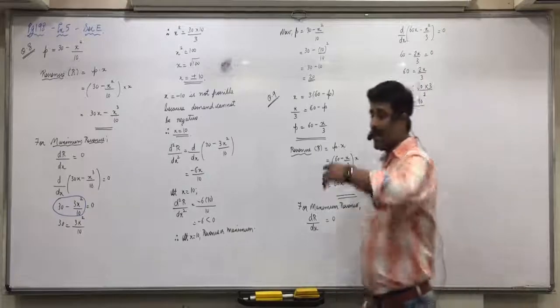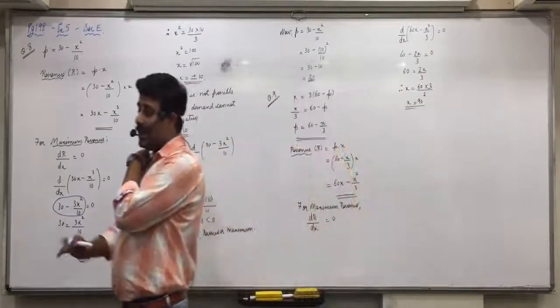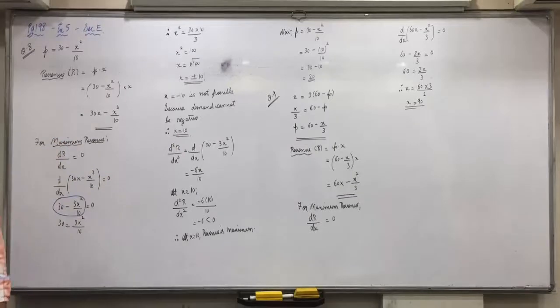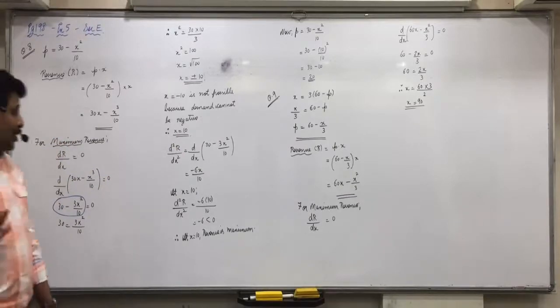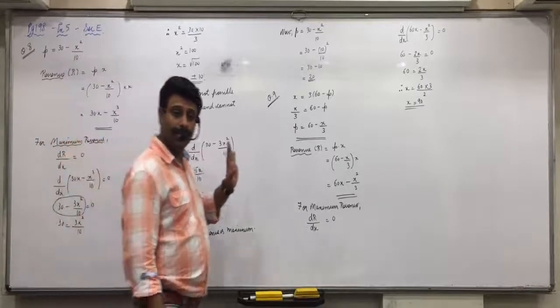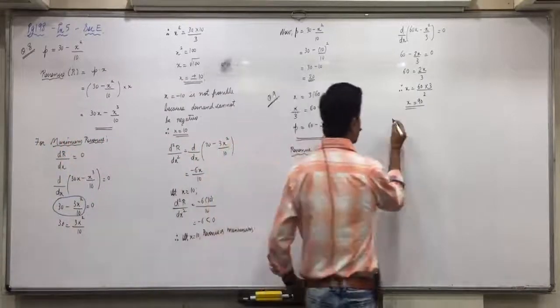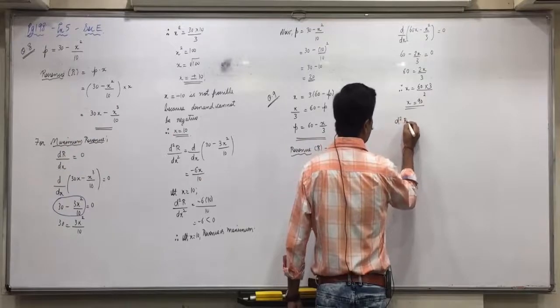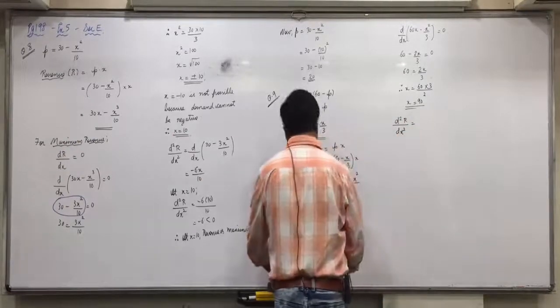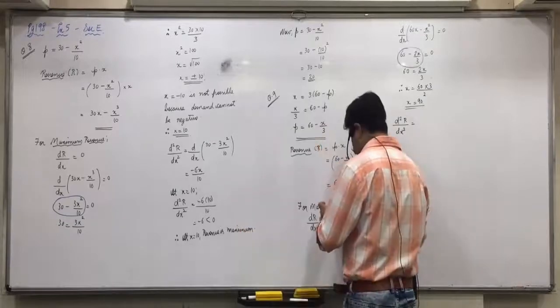Only one value of x means it's quite obvious that at that value itself, the revenue is maximum. But we have to prove. We have to prove that your d square R upon dx square comes less than 0. Is everyone clear with it? You always have to prove that. So now we find d square R upon dx square. What was dR upon dx? This we have to differentiate again.